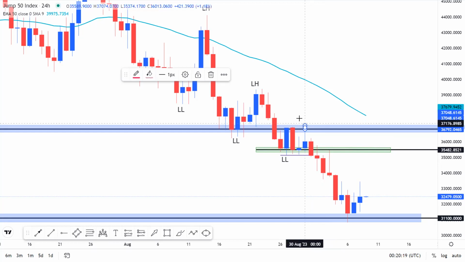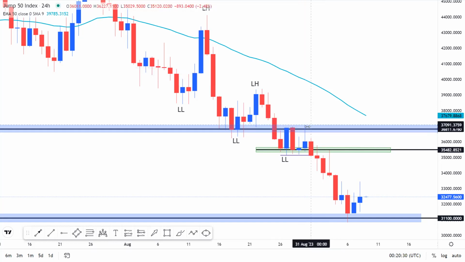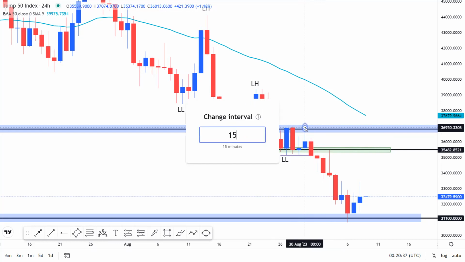And then as soon as I had that second retest of this level, where I'm potentially looking for sell opportunities, I also scaled down to the 15 minutes time frame at the retest of the level.